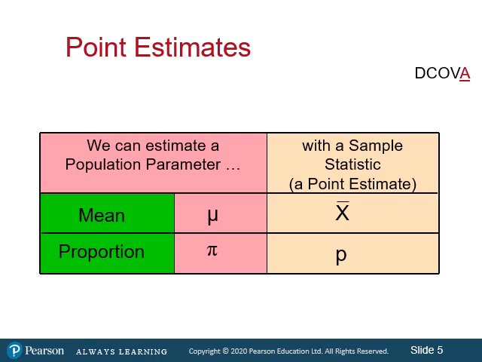For point estimates, we have two estimates that we can do. One is for the mean, the other one is for the proportion. The mean is denoted by mu and the proportion is denoted by pi. The sample statistic for the mean is denoted by x bar, and the sample statistic for the proportion is denoted by p.